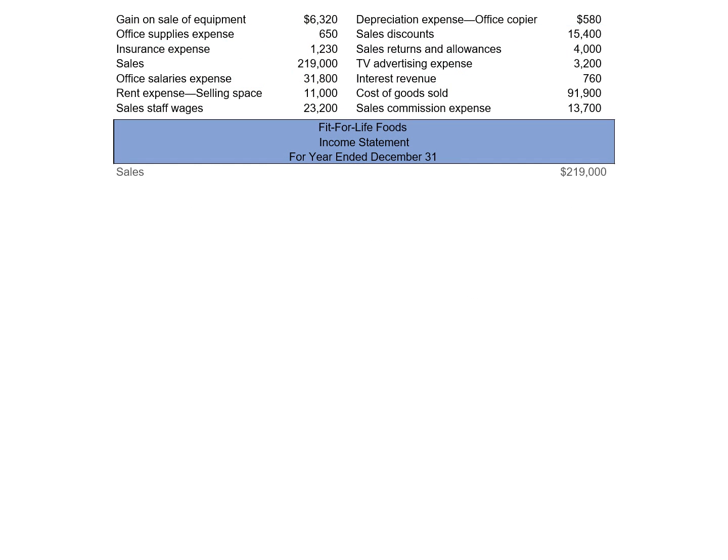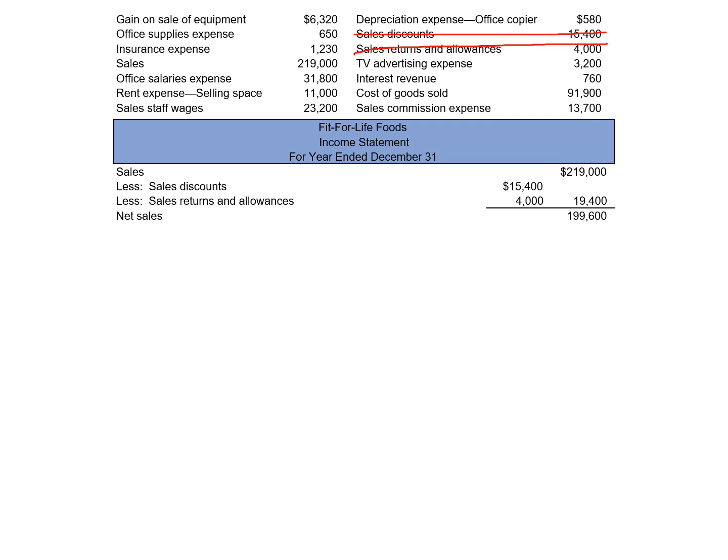All right, so let's start with our sales. 219,000 less our discounts and our returns and allowances for net sales of 199,600. So we've used this one and we've used this one. And we've used our sales. Then we have our cost of goods sold of 91,900 for a gross profit of 107,700.